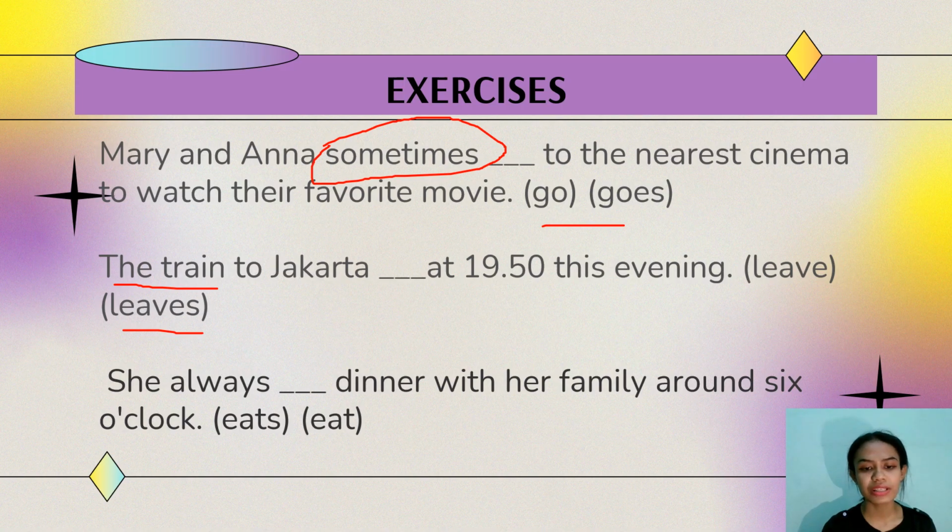Last, she always blank dinner with her family around 6 o'clock. The answer options are eats and eat. And the answer is eats. Why eats? Because in the sentence there is she, which is a part of the third person singular.